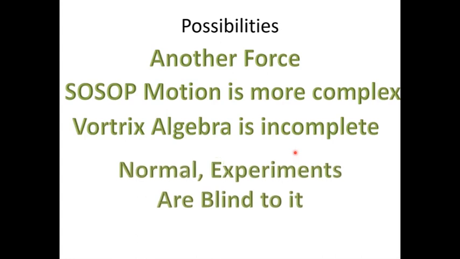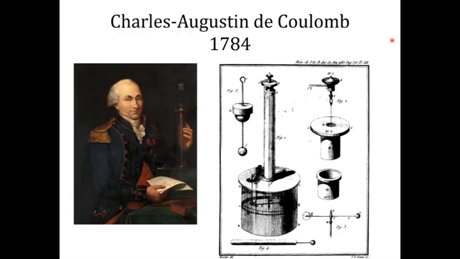The most logical explanation is that what we're seeing is normal, and our normal experiments are blind to this missing 1/4. So let's go look into some experiments. The experiment used to measure the Coulomb force was developed by Charles Augustin de Coulomb in 1784. He published the results, and again, we're using a torsion balance, which measures the torsion between two charged spheres.